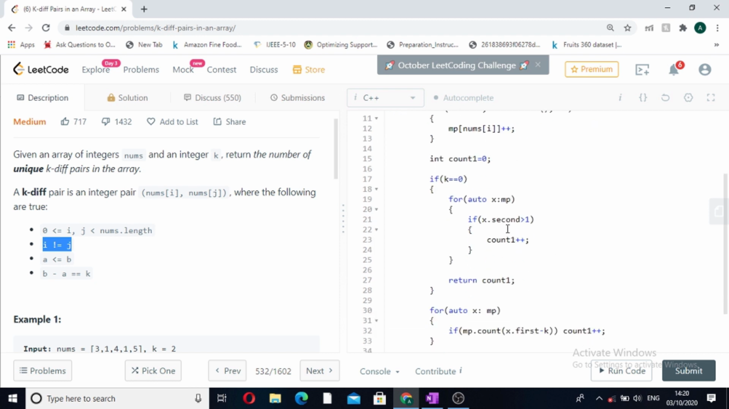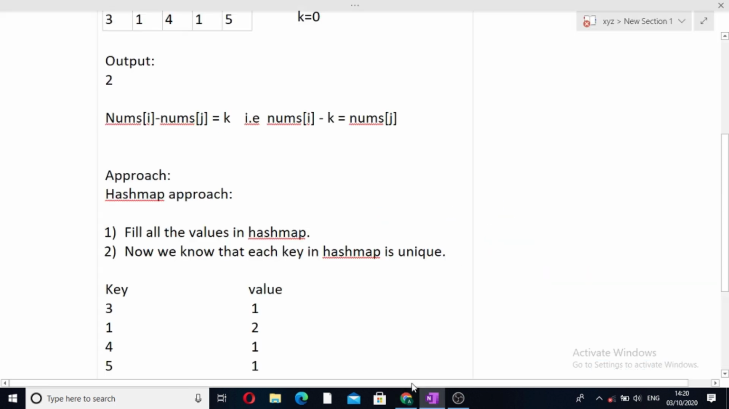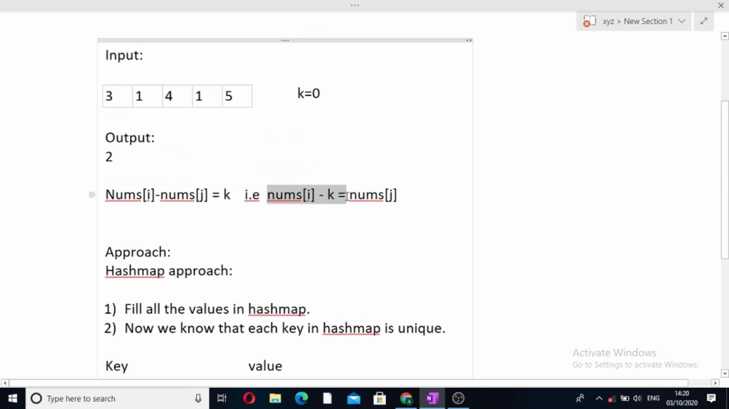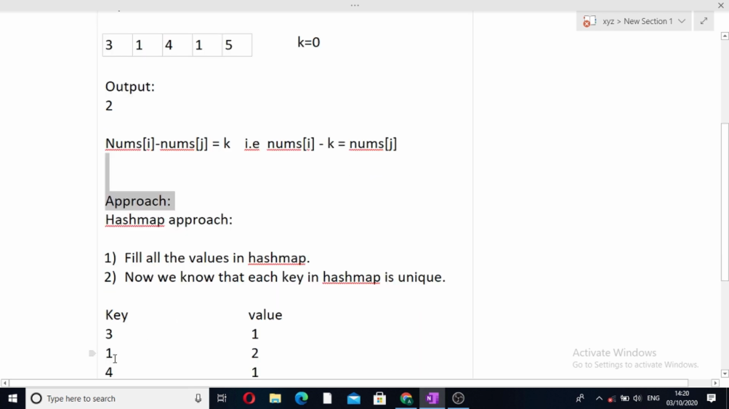Therefore, for this case, we have checked whether their frequency is greater than 1 or not. If their frequency is greater than 1, it means that duplicate values exist and they may contribute to our answer. So we have done count1++. So this was the case when k was equal to 0, and when k is not equal to 0, we have utilized this formula, that is nums[i] minus k equals nums[j]. So here nums[i] will become the key of the hash map, that is these values 3, 1, 4, and our k will be given in the input, and we have to find whether this combination exists in the hash map or not. If this exists, we have to update our count variable.